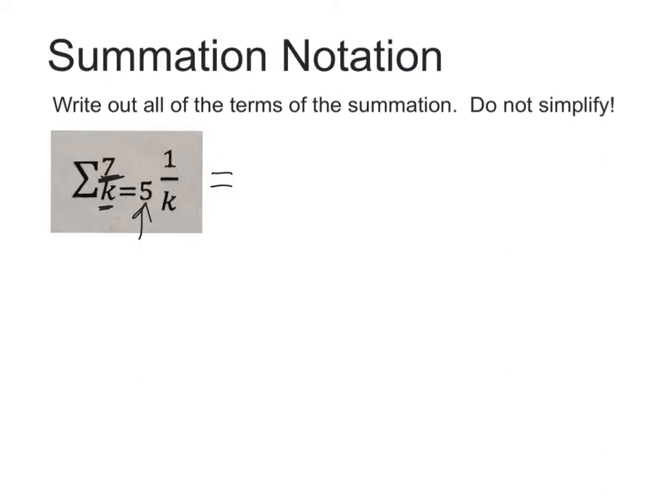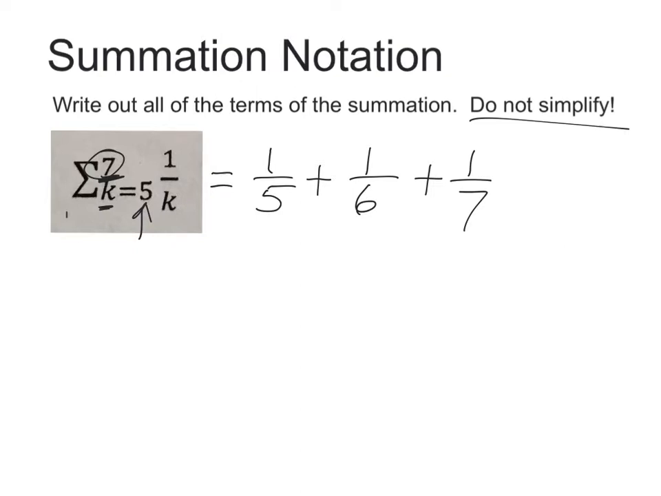So to write this out, definitely don't worry about simplifying this one. To write this out, our first term would be when k is 5, so 1 over 5, plus then the next one up would be when k is 6, and then finally the last one when k is 7. So there would be the summation written out term by term for this notation. Questions on the summation notation?